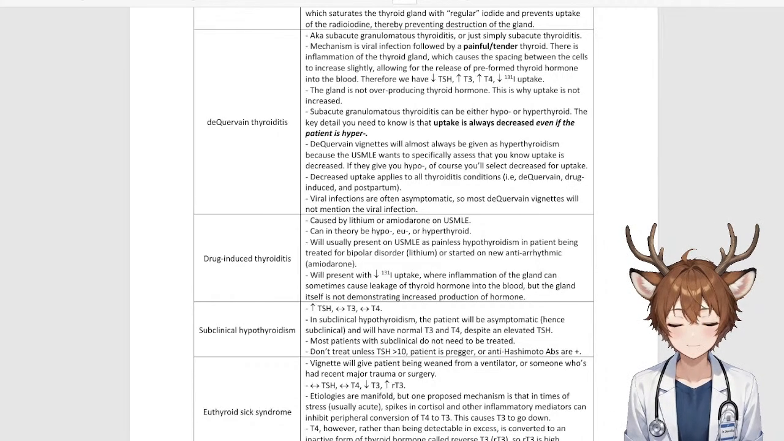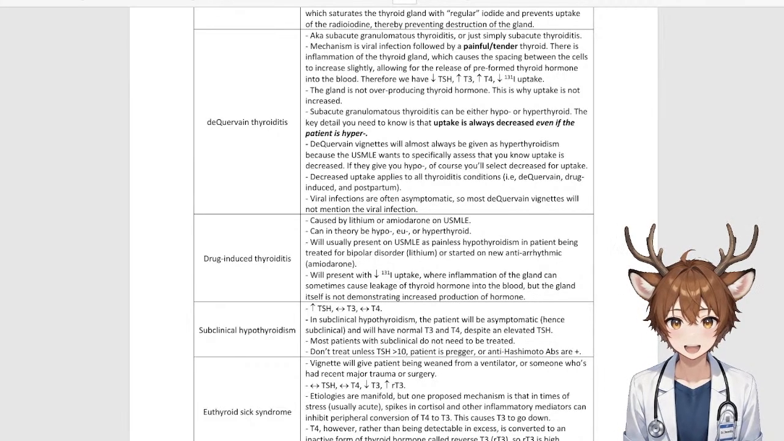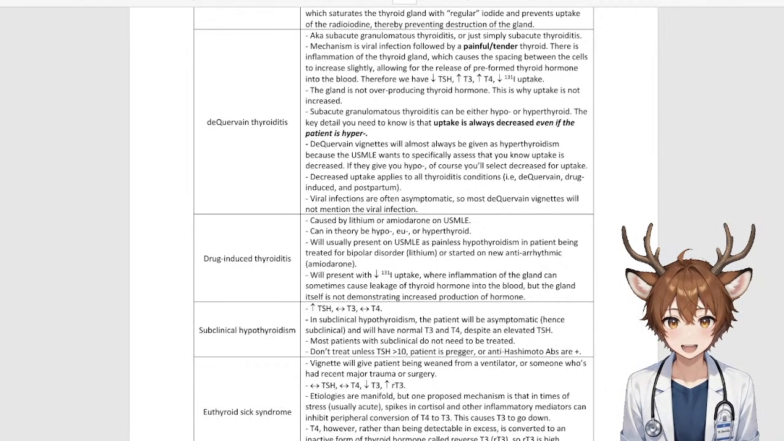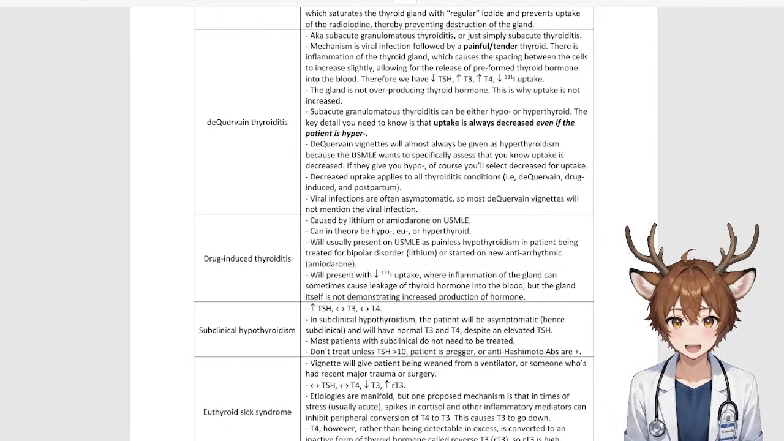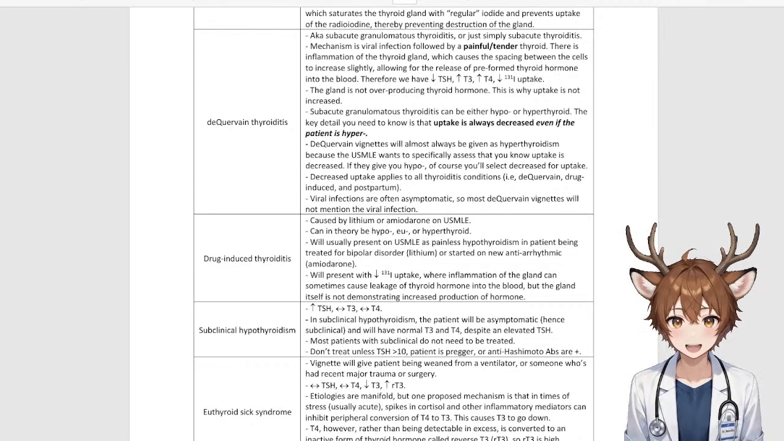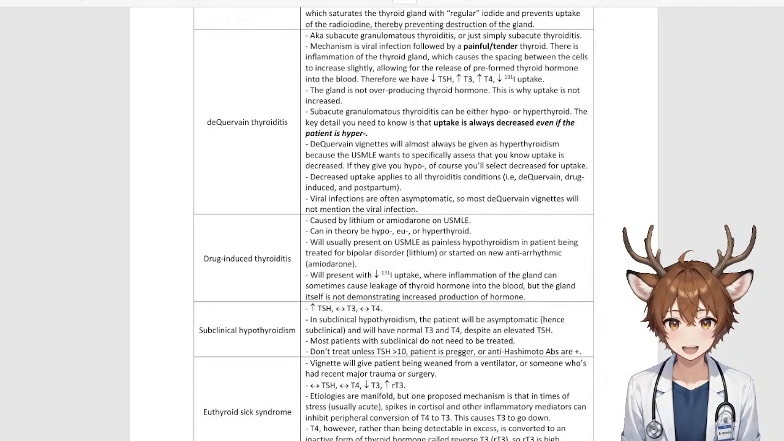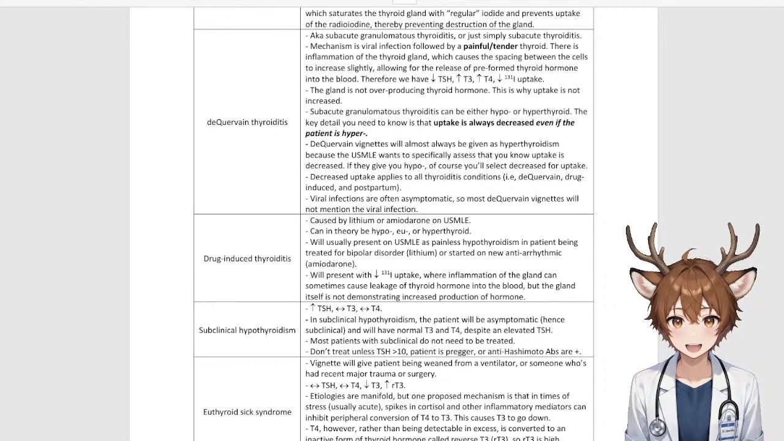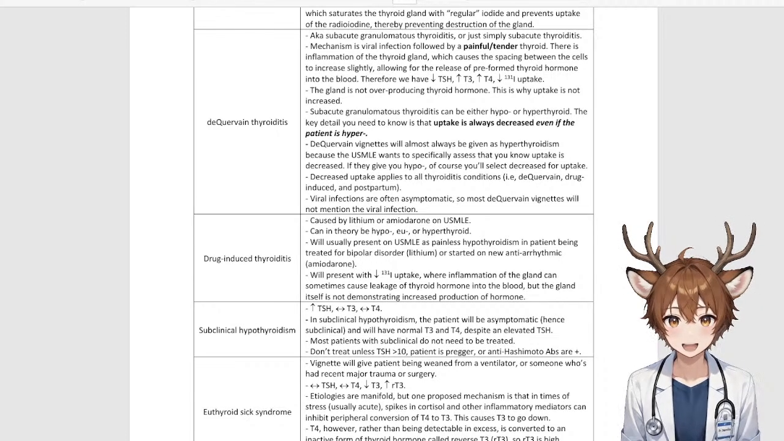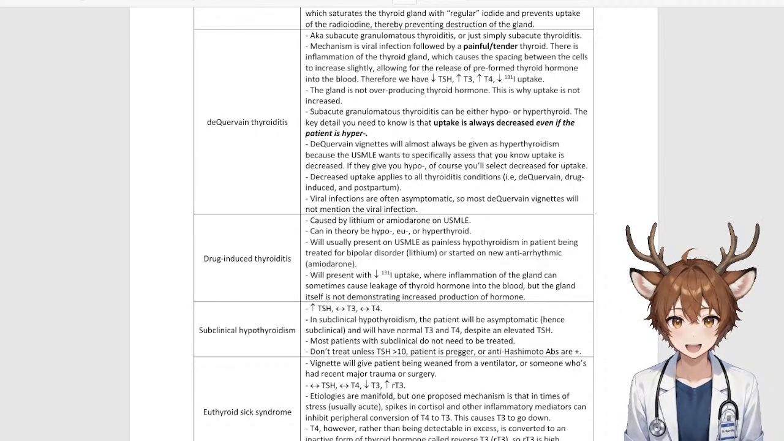De Quervain thyroiditis, aka subacute granulomatous thyroiditis, or just simply subacute thyroiditis. Mechanism is viral infection followed by a painful/tender thyroid. There is inflammation of the thyroid gland which causes the spacing between the cells to increase slightly, allowing for the release of preformed thyroid hormone into the blood. Therefore, we have a decrease in TSH, an elevation in T3, an elevation in T4, and a decrease in 131 iodine uptake. The gland is not overproducing thyroid hormone. This is why uptake is not increased.